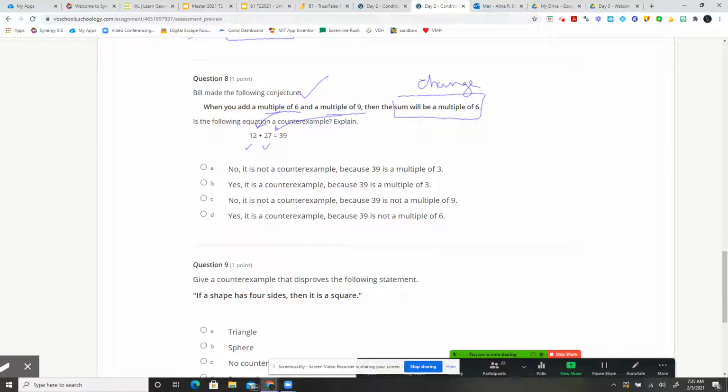I've got a hypothesis that's true. Now I'm looking at the 39. 12 plus 27 is 39. So this is a true statement. And 39 is not a multiple of 6. So this is a true statement. Yes, it is a counterexample because 39 is not a multiple of 6. I changed the conclusion.